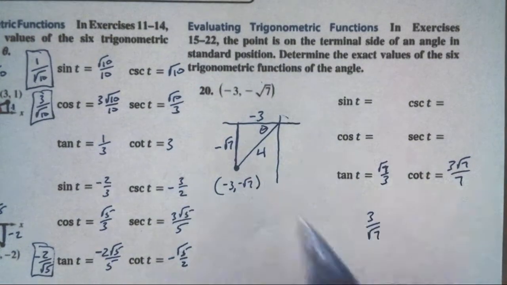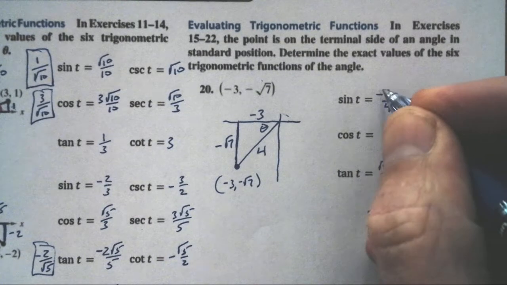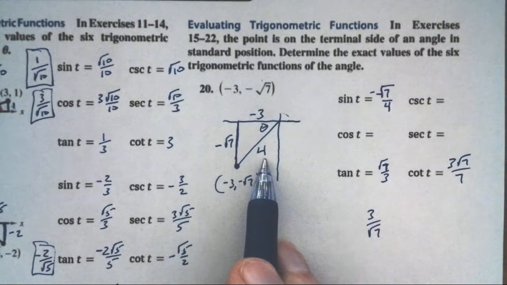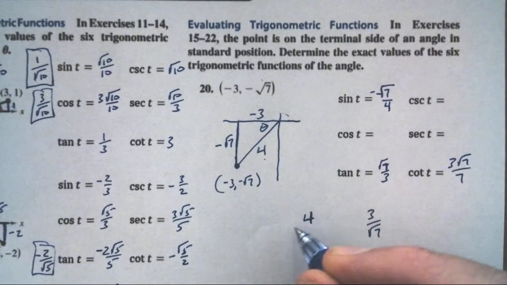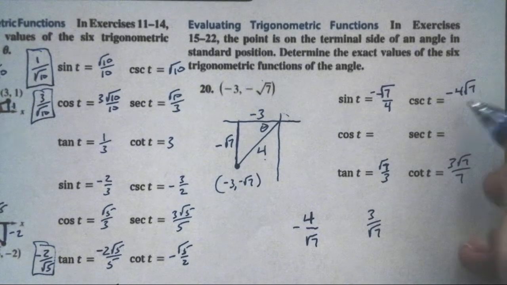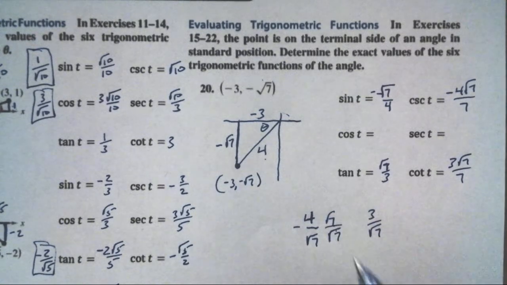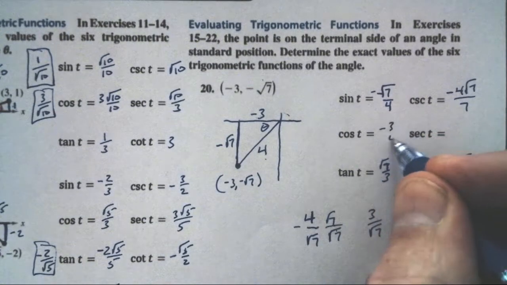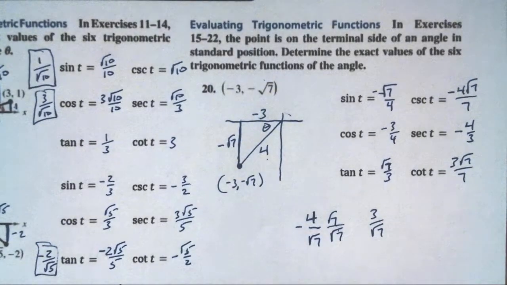Hypotenuse, always positive. So sine is y on r, negative square root of 7 on 4. That reciprocal, I'm going to write it down here, would be -4 on square root of 7, or as we can see, -4 times square root of 7 on 7 when we rationalize. Cosine is x on r, -3/4, so secant's a breeze, -4/3. And that's it.